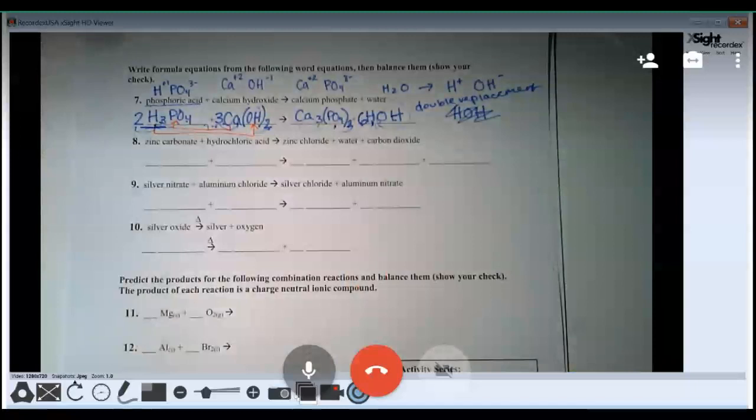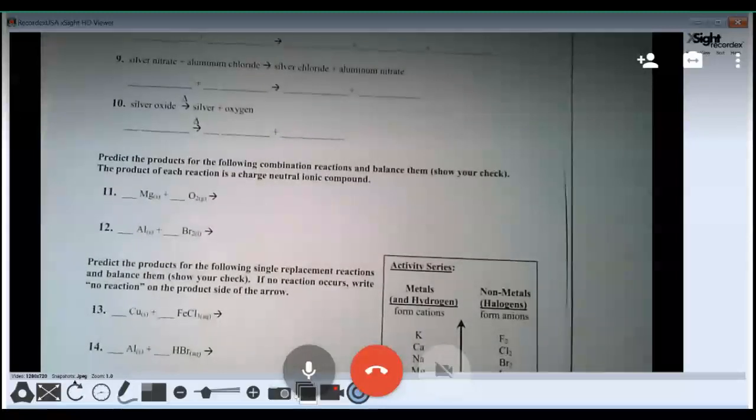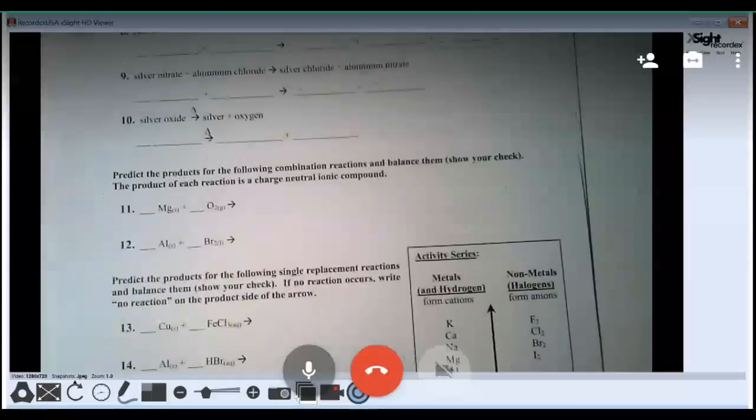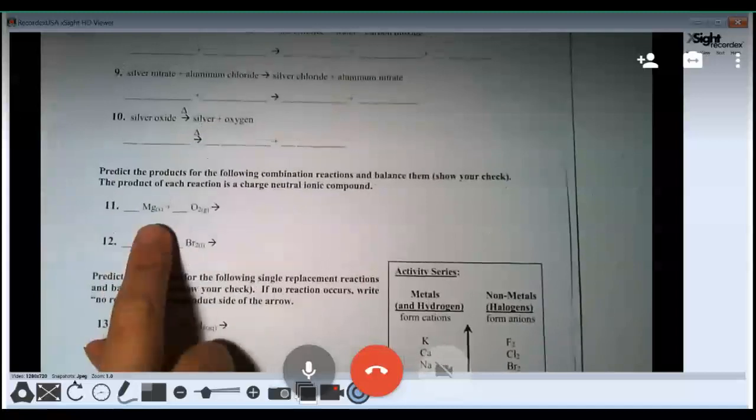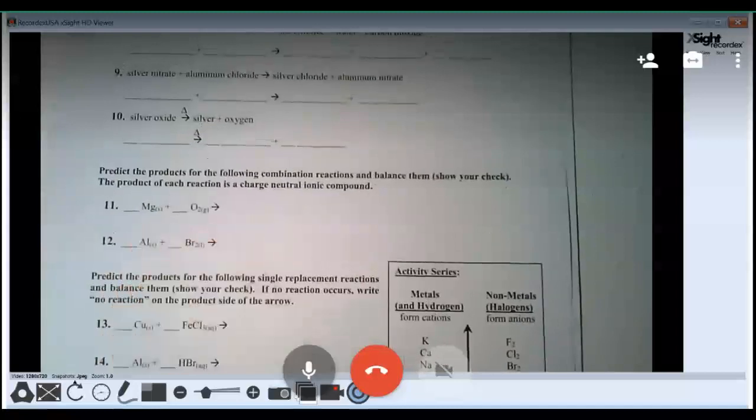Let's see, I'm trying to find one that's not a double replacement reaction. Let's look at number 11 right here. So number 11, we have Mg plus O2. What kind of reaction is that going to be? That would probably be a, what is it? Synthesis? Yeah, synthesis. Synthesis, perfect.